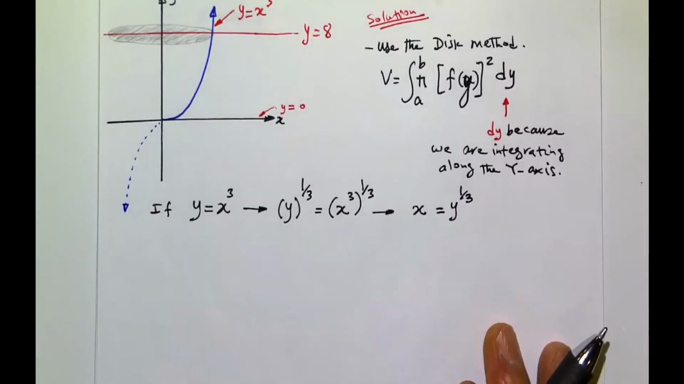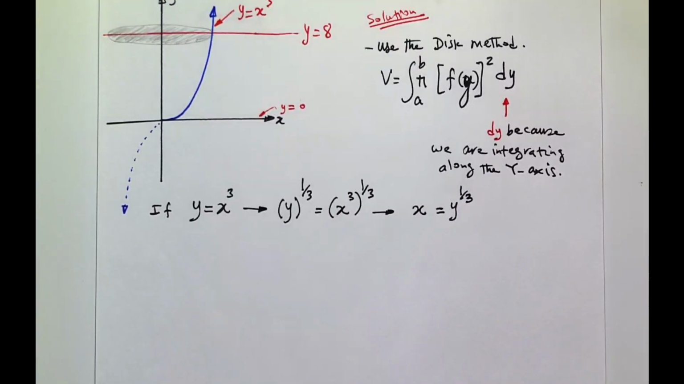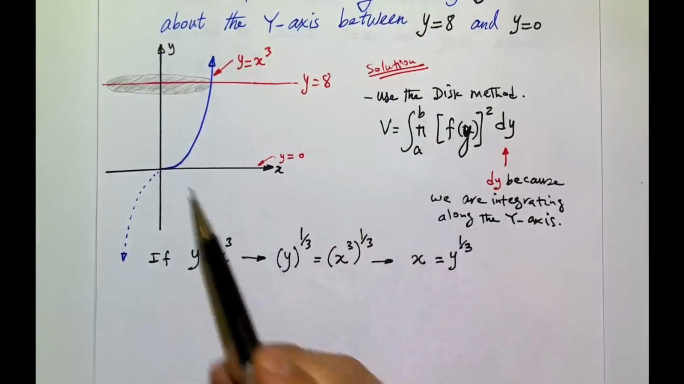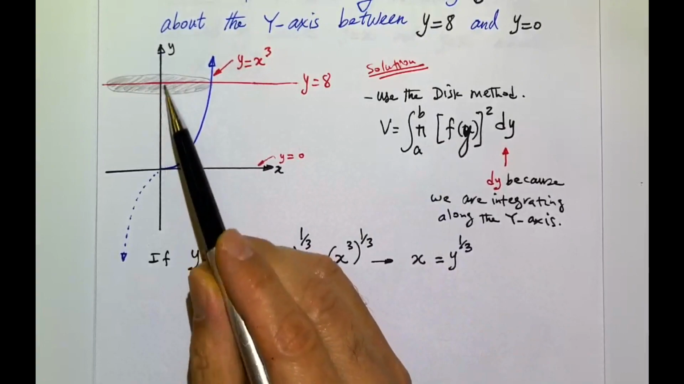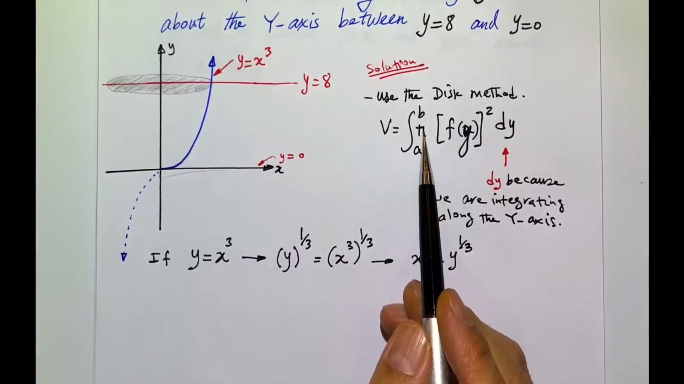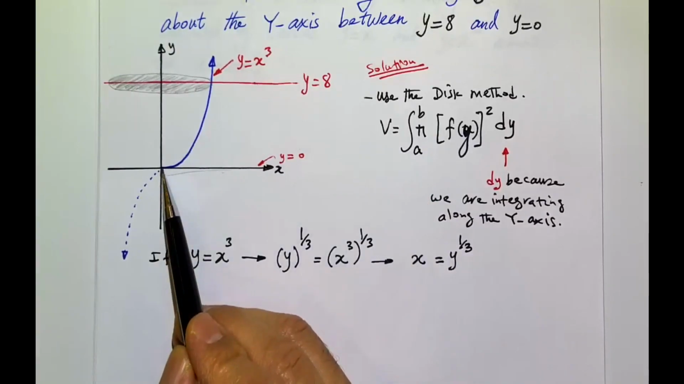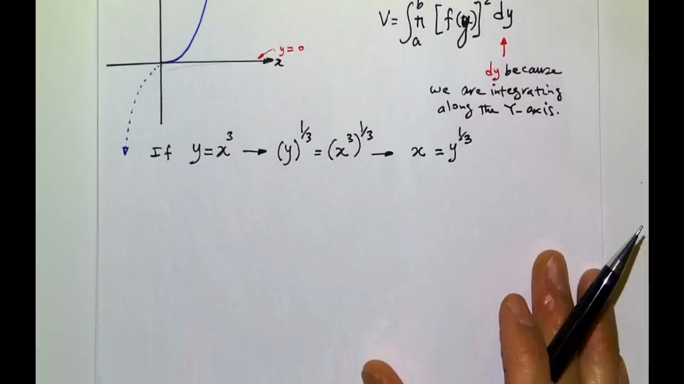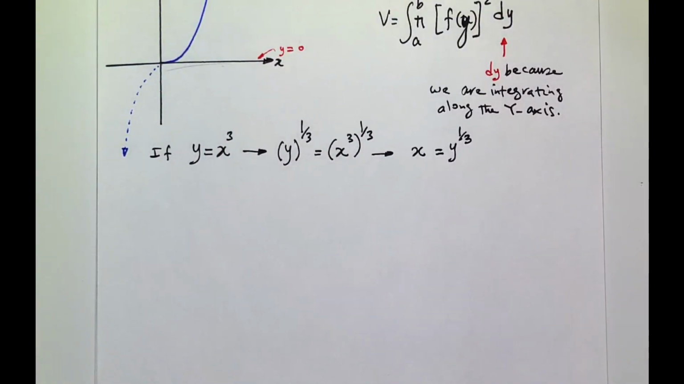Okay? All right. So now, the limits of integration, what do you think? What would be a and b then? If we're integrating between these two horizontal lines, then the limits of integration would be from 0 to 8, right? So let's put that all together. We have everything we need.